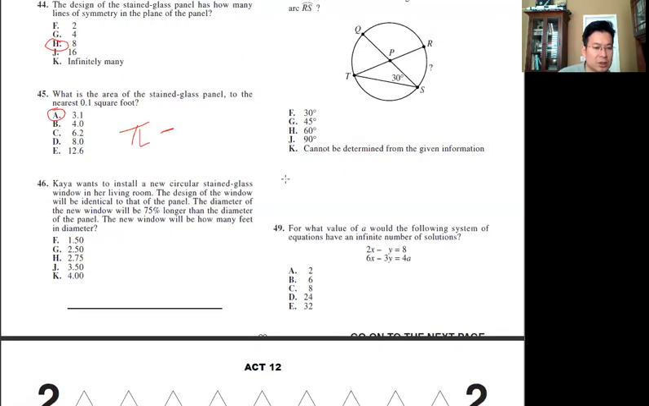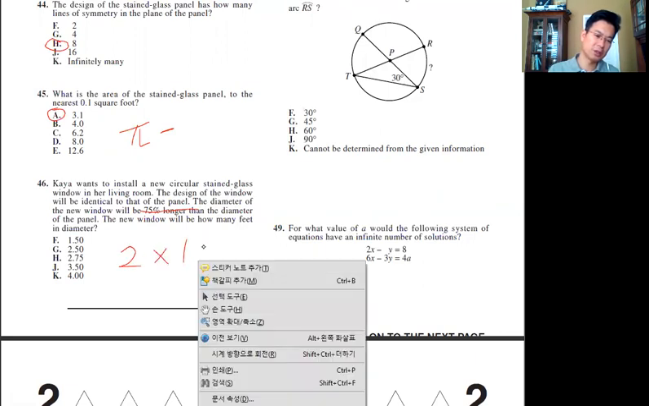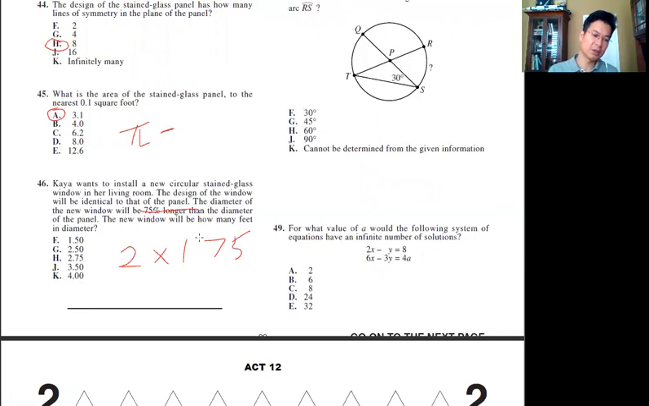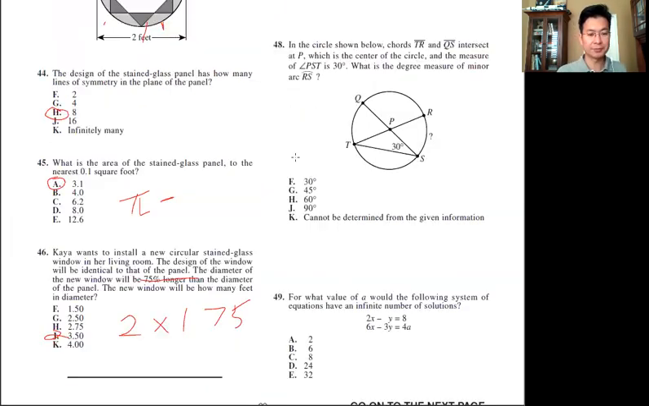And then it wants to install a circular stained glass window in the living room. The design of the window will be identical to the panel. The diameter of the new window is 75% longer than the diameter of the panel. How many feet is the diameter? So 75% more. So right now it's 2 times 1.75, because more means not just adding.